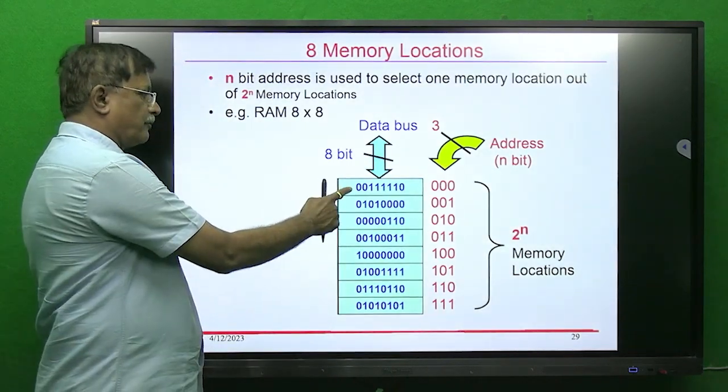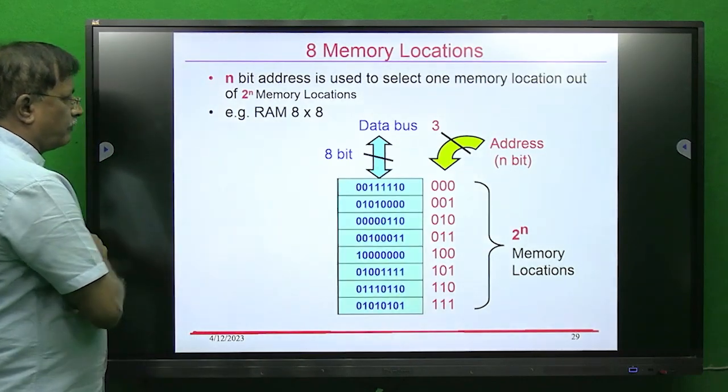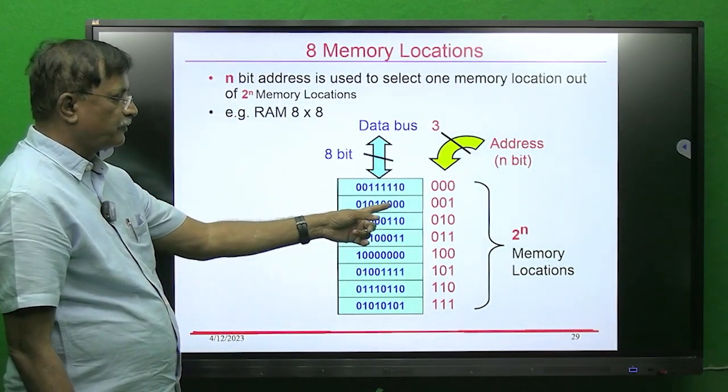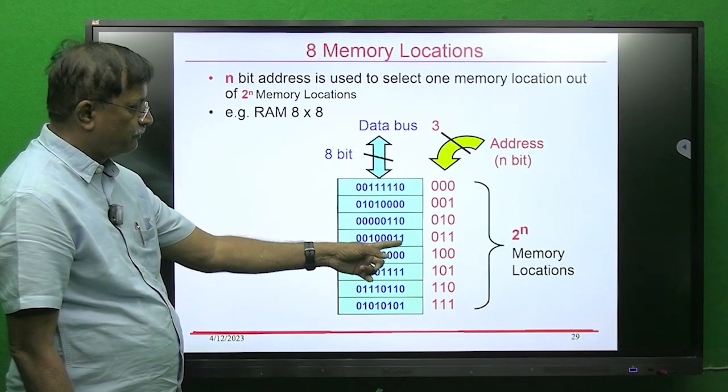So what is the address of the first location? 0. What is the address of the next location? It is 1, 2, 3, 4.